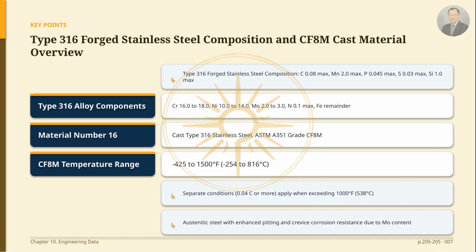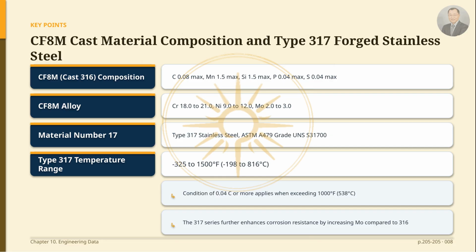The operating temperature range is very wide, from -425 to 1500 degrees Fahrenheit, which is -254 to 816 degrees Celsius. However, please keep in mind that when used above 1000 degrees Fahrenheit, or 538 degrees Celsius, there is a separate requirement for a carbon content of 0.04% or higher. I will now introduce the detailed composition of the CF8M cast material mentioned earlier, followed by type 317 forged stainless steel.